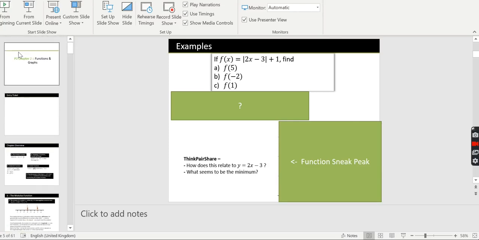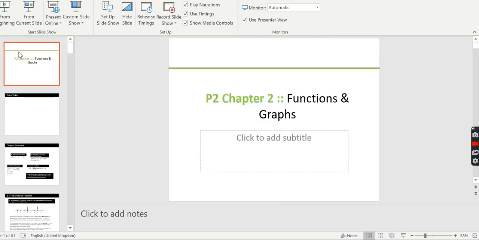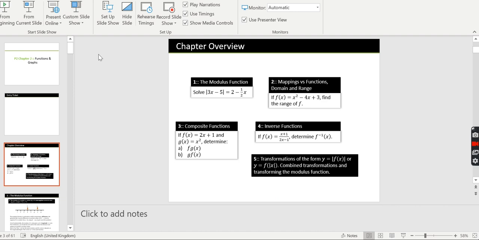Move on to chapter 2 now. Chapter 2 is called Functions and Graphs, and one of the main ideas from this chapter is going to be using something called the modulus function. There's also domain and range, which is an important idea. Composite functions and inverse functions, that's really the same as GCSE. And then at the end, we're going to bring everything together. Okay? Links with transformations of graphs here.